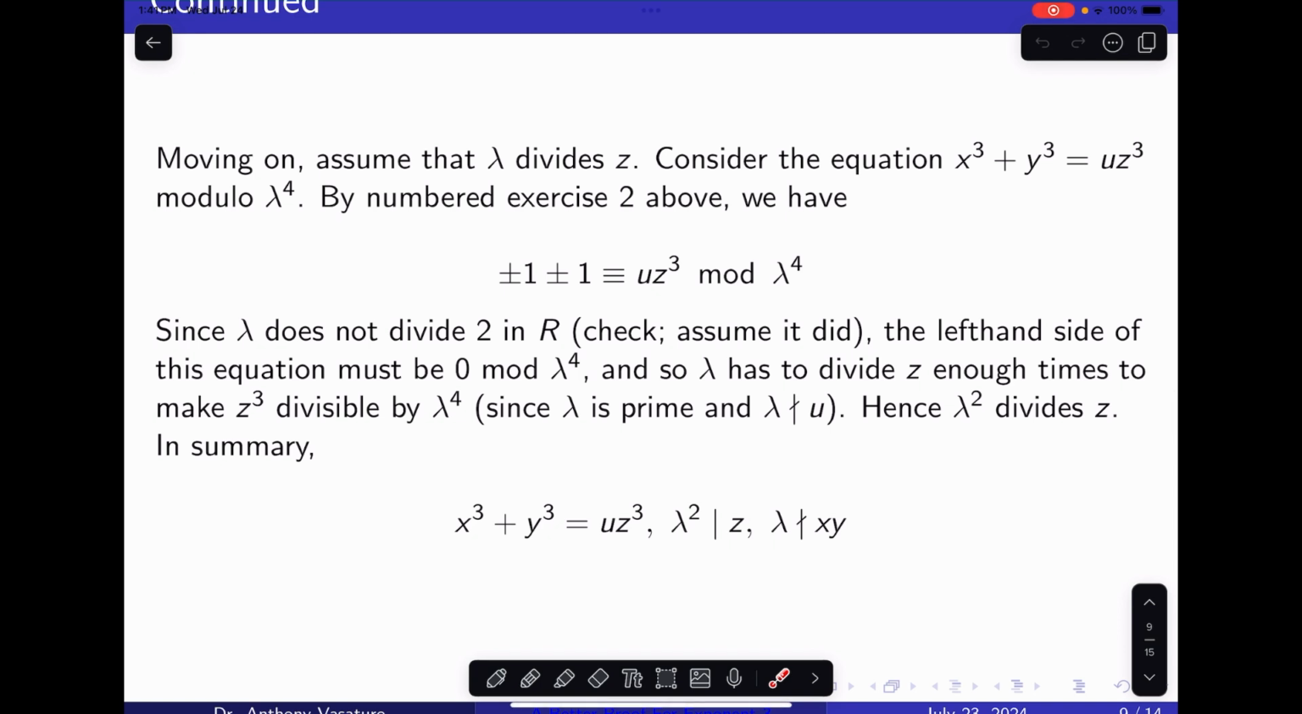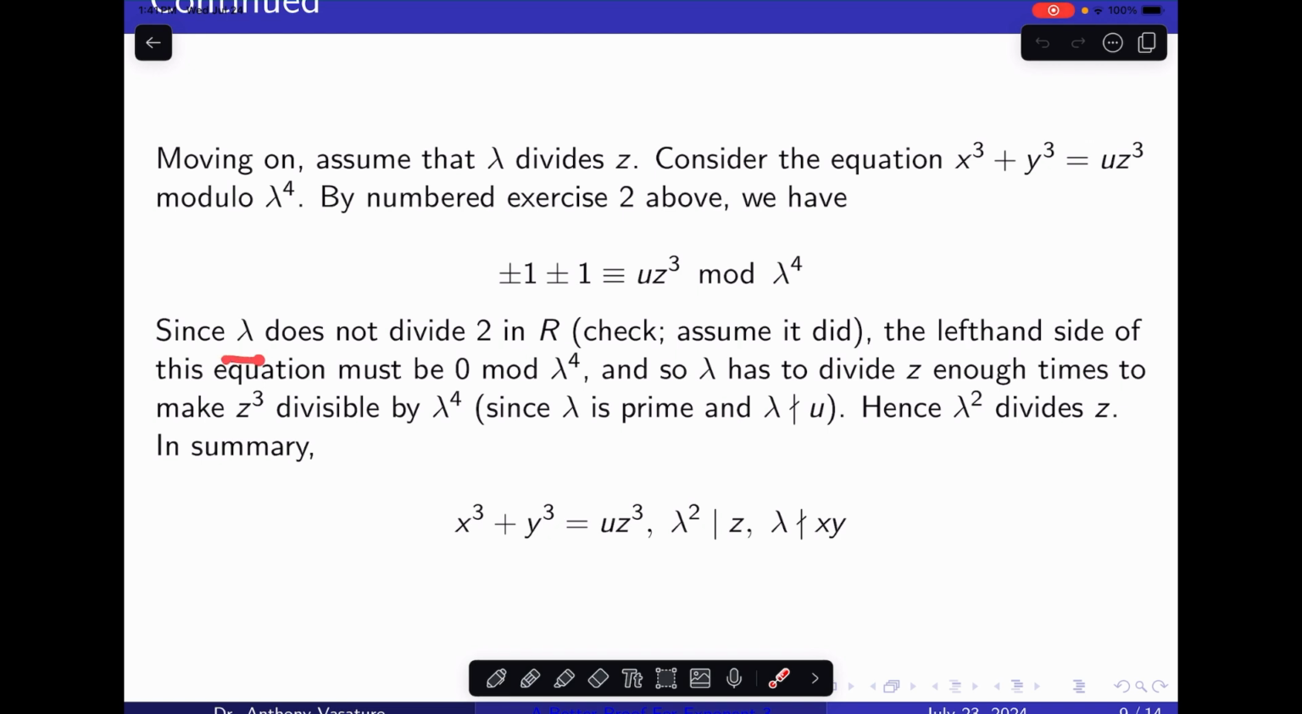So assume that lambda divides z, and lambda does not divide x or y, remember, because x, y, and z are coprime. Okay, so here's our equation, x cubed plus y cubed equals uz cubed. Let's consider it modulo lambda to the 4th. Again, by numbered exercise 2 above, you have plus or minus 1 plus or minus 1 is equivalent to uz cubed mod lambda to the 4th.